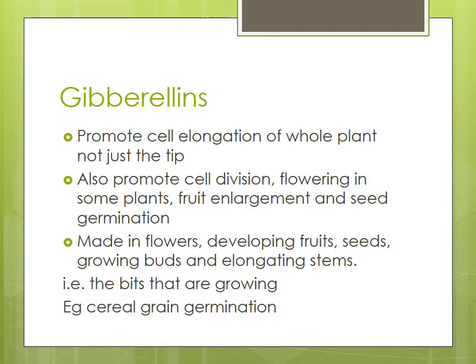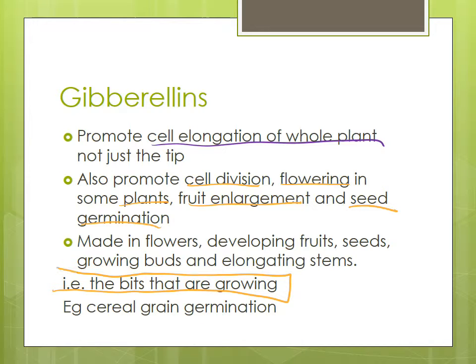The next hormone that we talked about was gibberellins, and these ones here promote cell elongation of the whole plant, not just the tip. So what they do is they promote cell division, the flowering of plants, fruit enlargement, and seed germination. So gibberellins are made in flowers, developing fruits and seeds, growing buds, and the growing plant itself. So anywhere that plant is growing, it's going to have gibberellins.